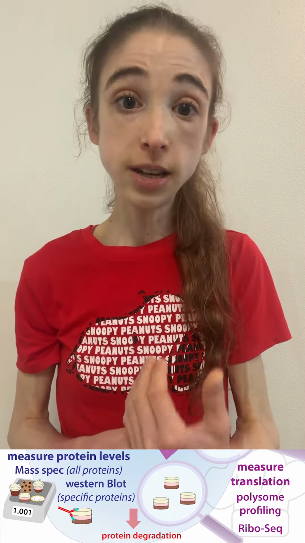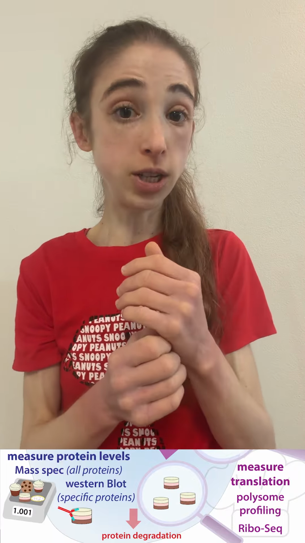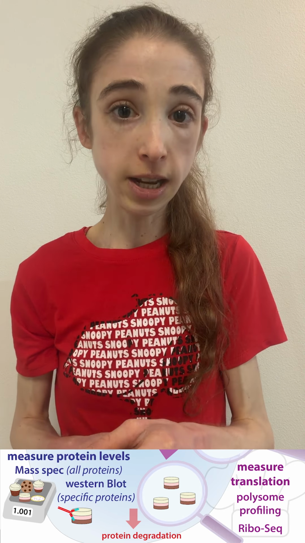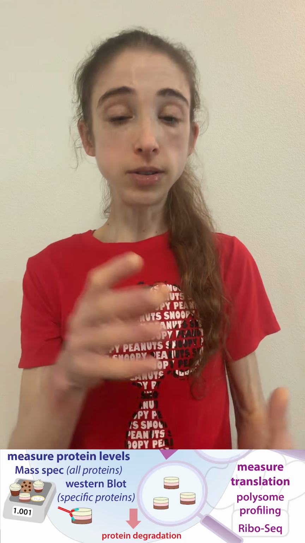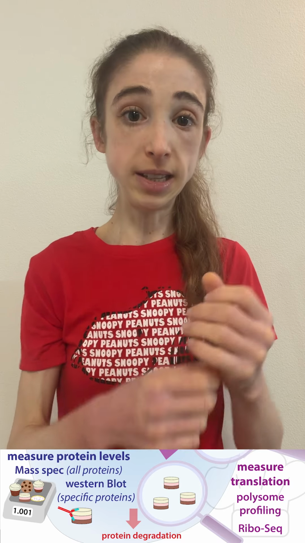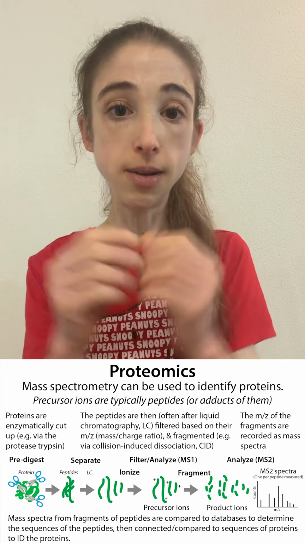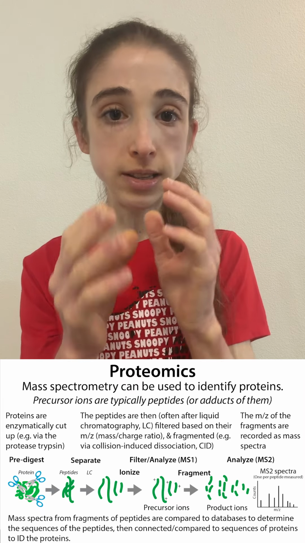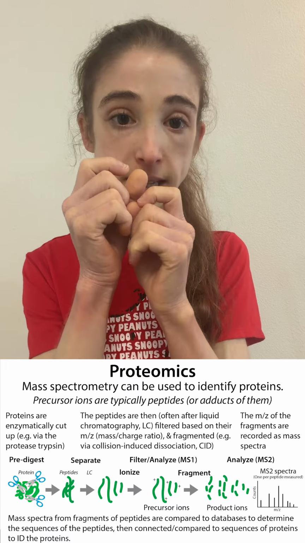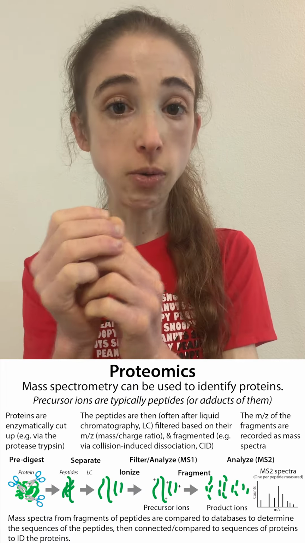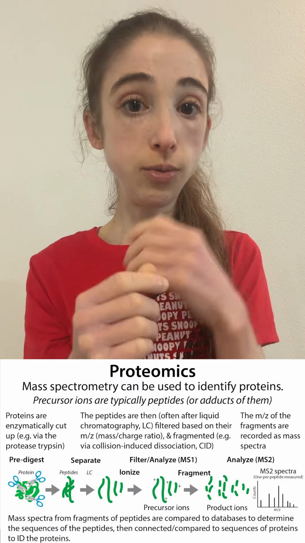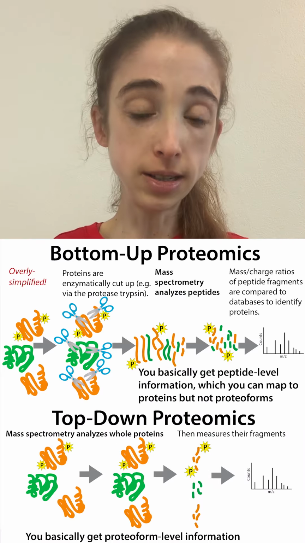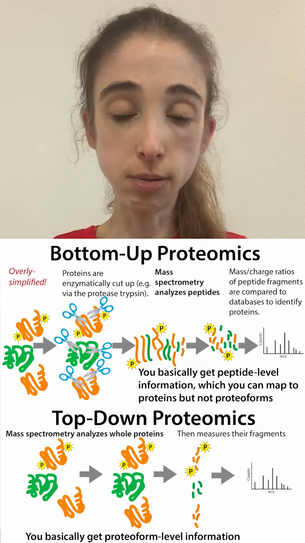To look at the protein, here again we have multiple options depending on whether we want to look at all proteins versus just a specific protein. If we want to look at all proteins, then we can use mass spectrometry, which basically takes all the proteins, the proteome, and cuts it up using an enzyme like trypsin. It cuts these proteins into little pieces and then measures the mass to charge ratio of those pieces in order to compare them to a database to figure out what proteins were present and how many copies of each protein were present.